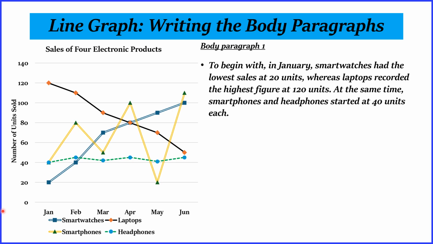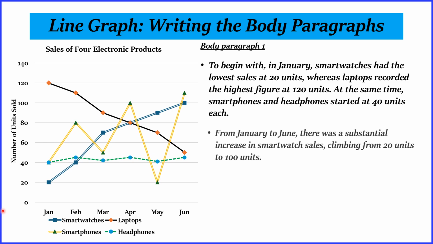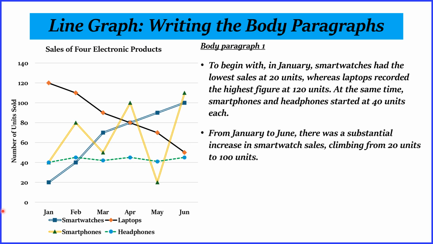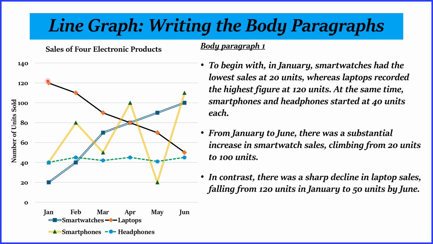Next, we can describe how sales changed over time by using specific vocabulary for trends. For example, from January to June, there was a substantial increase in smartwatch sales, climbing from 20 units to 100 units. This sentence clearly shows growth by using the phrase a substantial increase and includes the final value to indicate the result. Now, let's describe laptop sales. In contrast, there was a sharp decline in laptop sales, falling from 120 units in January to 50 units by June.